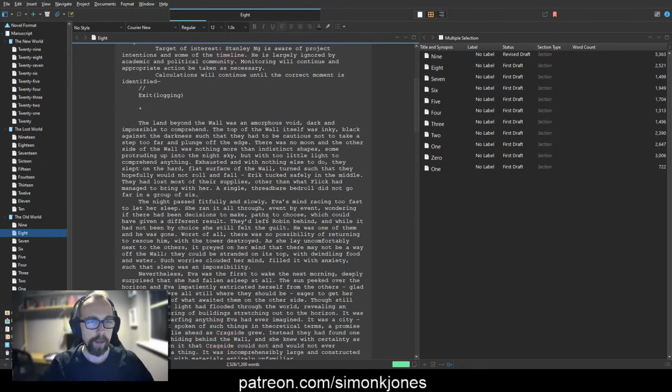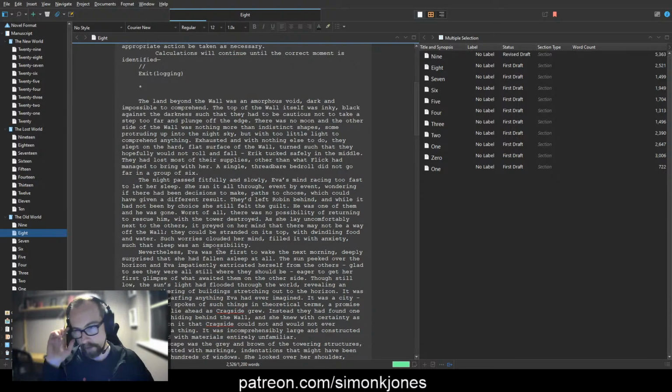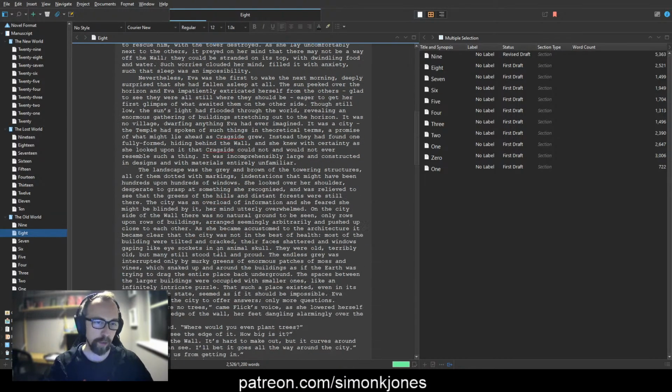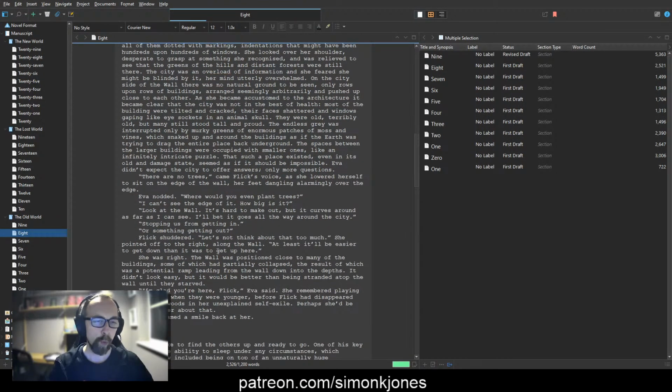Yeah, I added a bit up here in the edit just now, where Eva couldn't sleep well because she didn't know if they'd be able to get off this wall, this mammoth, gargantuan wall, which they might just be stuck on top of forever and ever. But Flick, being always practical, has figured it out already.